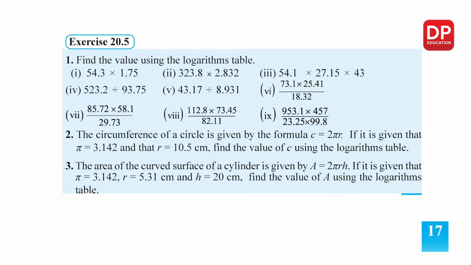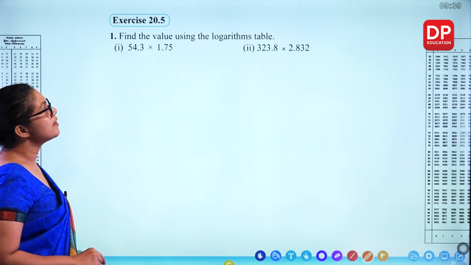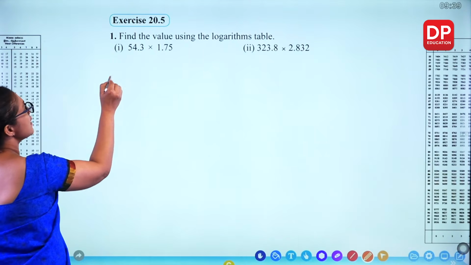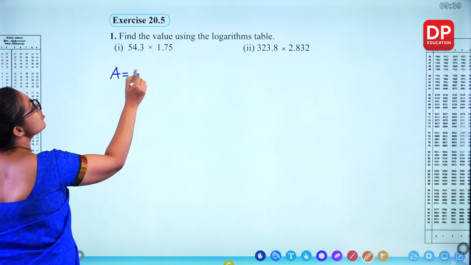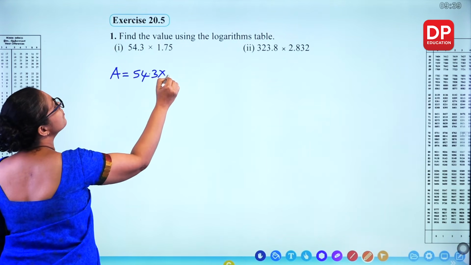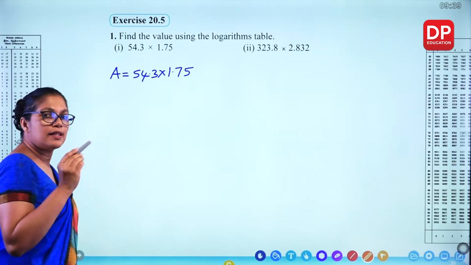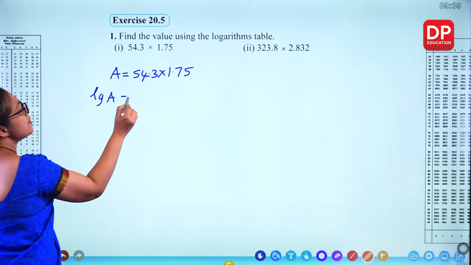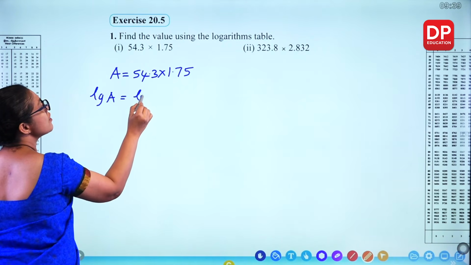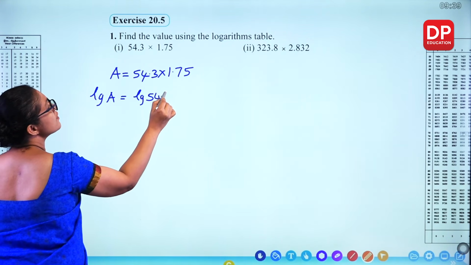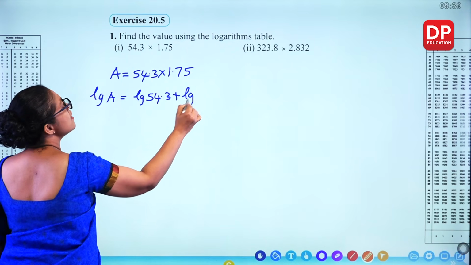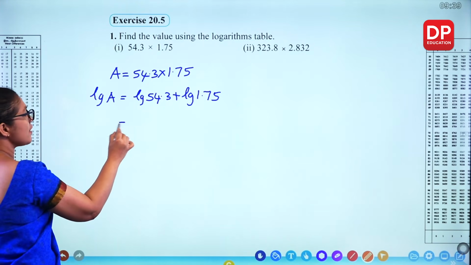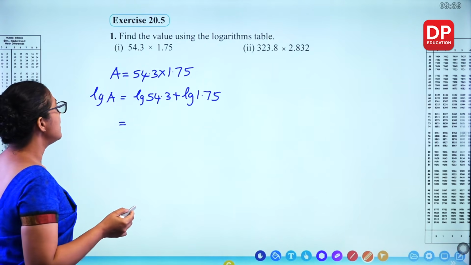Exercise 20.5. Find the value using the logarithms table. So here what we do, take a letter as this question. We'll use laws of logarithms. Take log both sides. Multiplication becomes addition of logarithms. So straight away I can write LG this plus LG this one. Then look at the table.